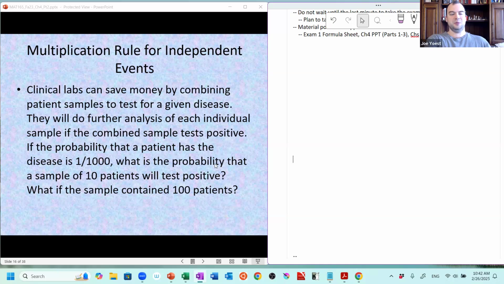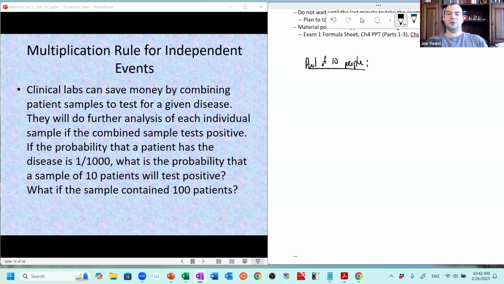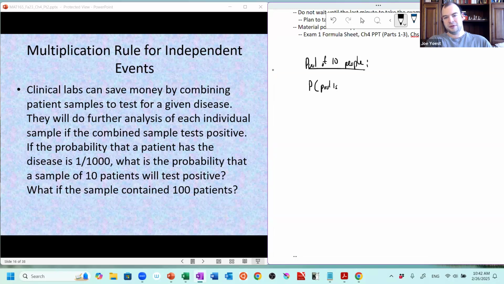So what's the probability that such a pool will test negative versus positive? Let's take a look at that. Let's look at a pool of 10 people. We want to know the probability that the pool is positive. Well, note that that is the probability that at least one patient is positive.